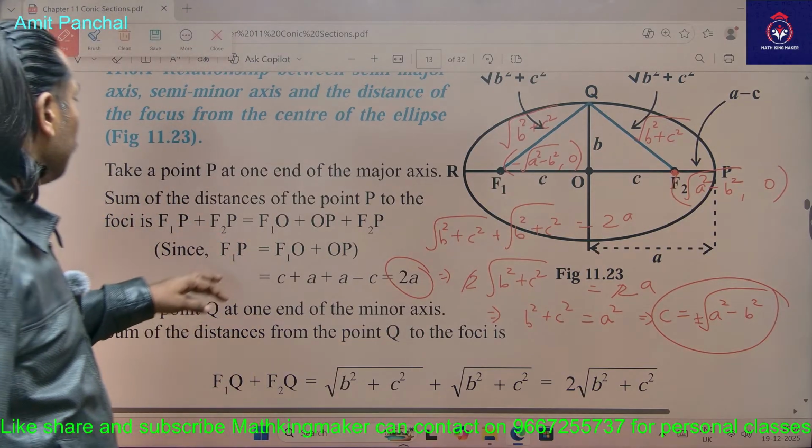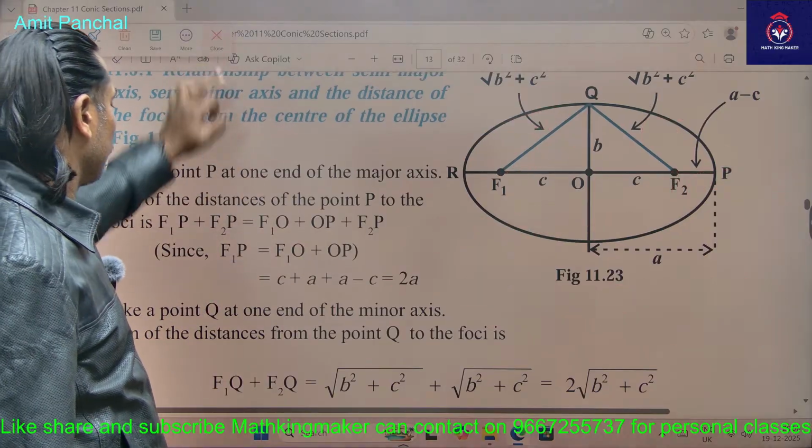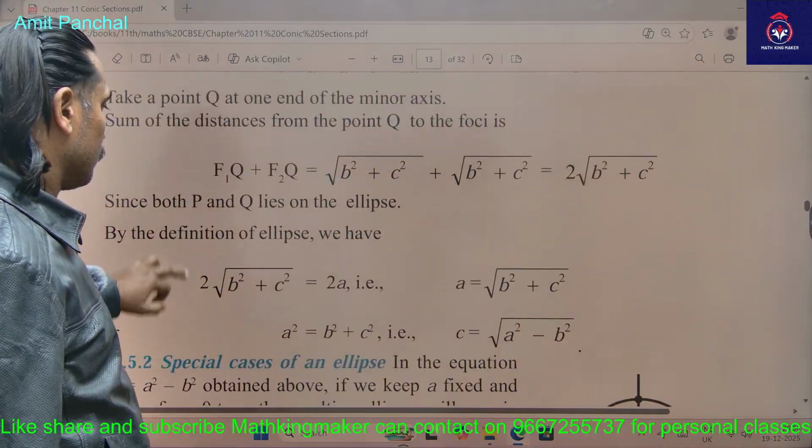Okay, now note it down: the foci of the ellipse.